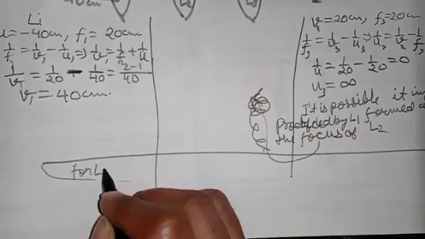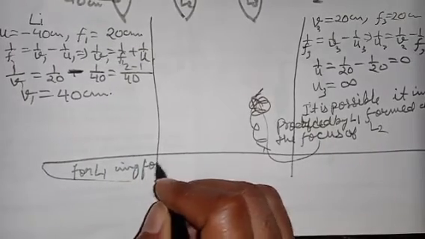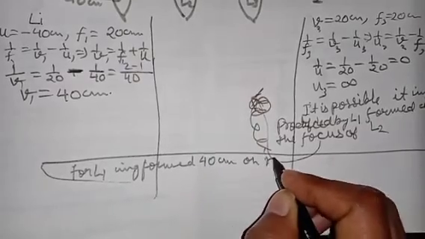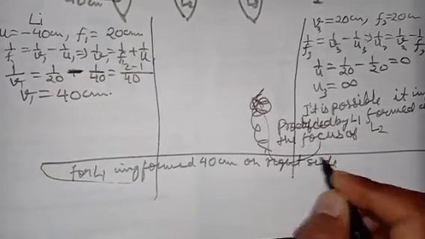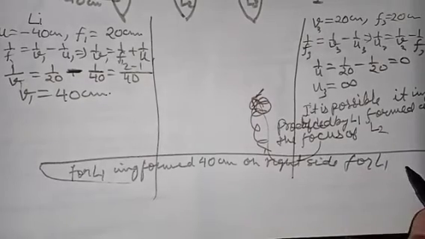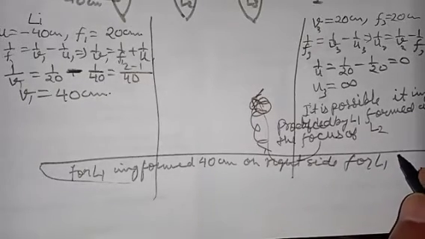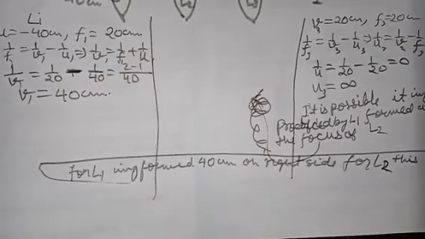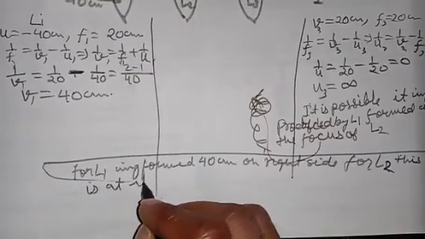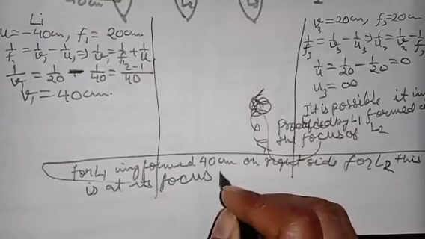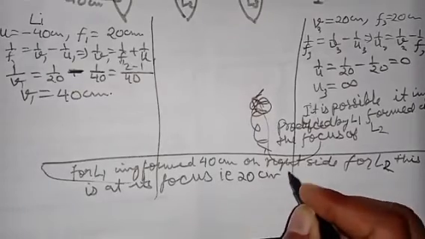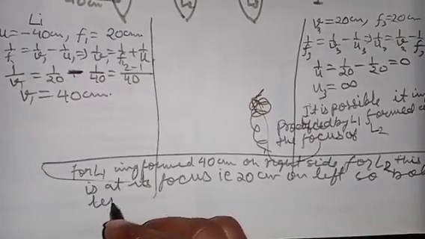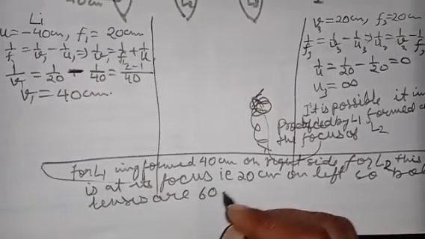For L1, the image is formed 40 centimeter on the right side. For L2, this image is at its focus, that is 20 centimeter on the left. So both lenses are 60 centimeter apart.